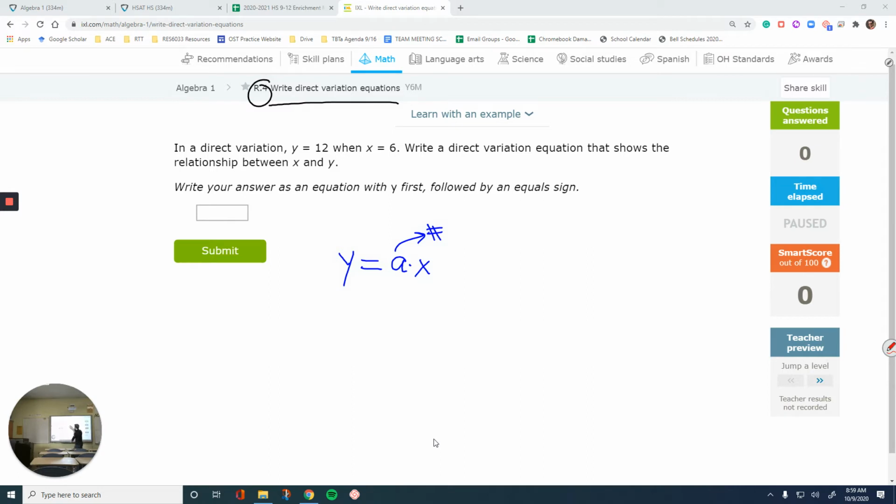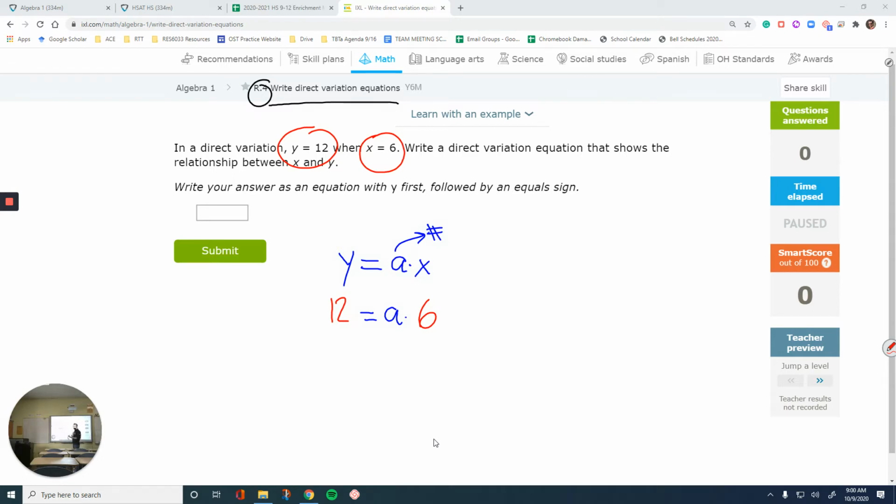So it says y equals 12. I'm going to plug it in over here. Equals a, I don't know what it is. I want to figure it out first. So a times x, which is given as 6. If I want to solve this for a, and then in the next step I will plug it back in my original equation right here in the first line.